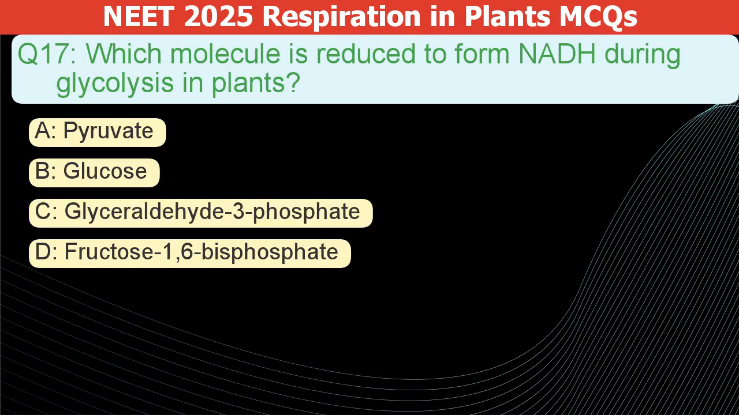Which molecule is reduced to form NAD during glycolysis in plants? A. Pyruvate. B. Glucose. C.